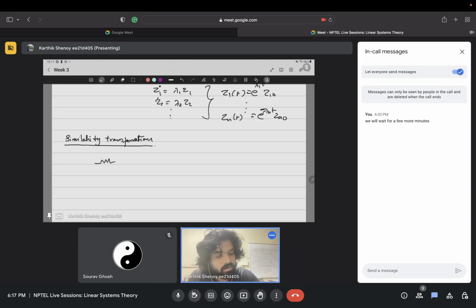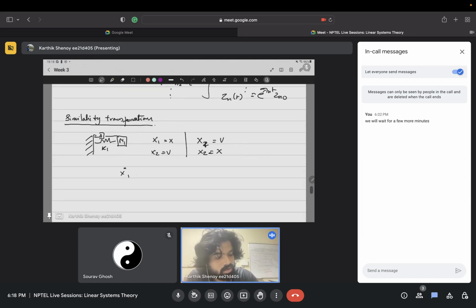Let's take a mass spring system, K1, M1, and let's add a damping also. I can choose x1 equal to x and x2 equal to v, or I can choose x1 equal to v and x2 equal to x. It does not matter. So what is my dynamics here? In this case, x1 dot equal to x2, which is the first derivative, x2 dot equal to minus k by m x1 minus b by m x2, where b is the damping coefficient.